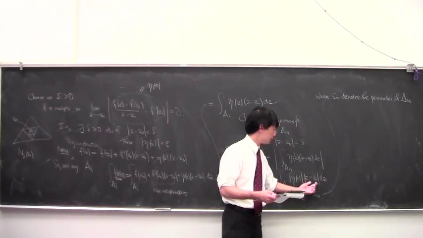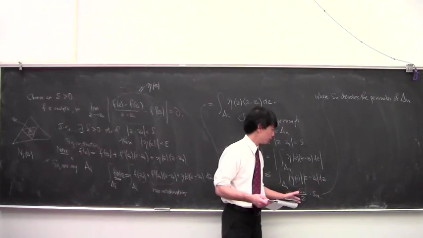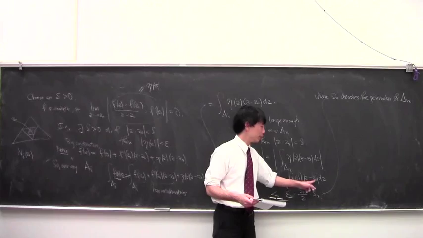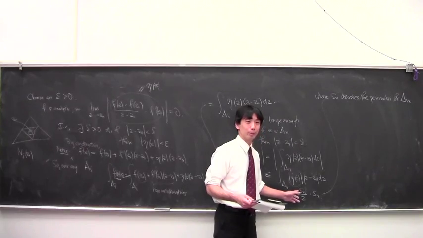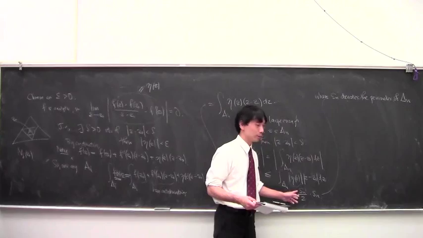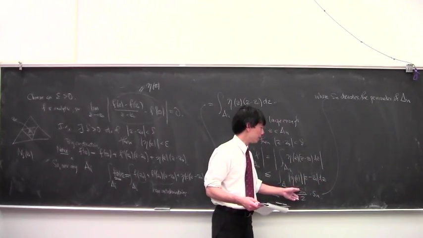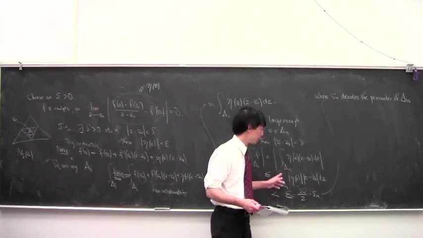Because the distance from z to z naught is going to be controlled, if you just think about triangles, the distance from a point on the boundary to a point inside the triangle is controlled by half the perimeter of the triangle. So this thing is smaller than half the perimeter, and so we're going to get epsilon times half the perimeter times the arc length. Well, the arc length is the perimeter.